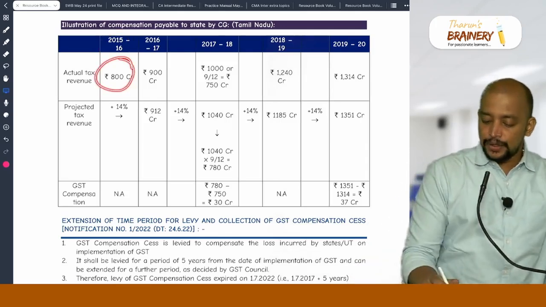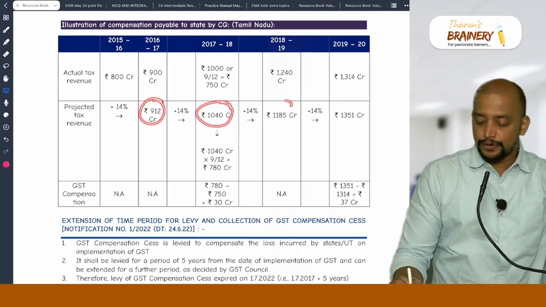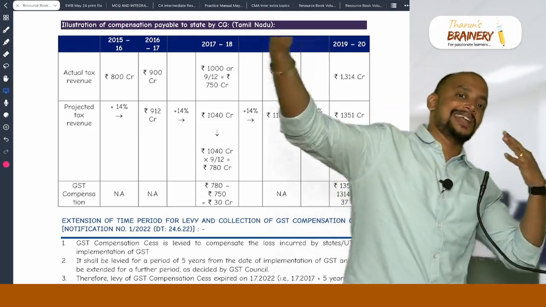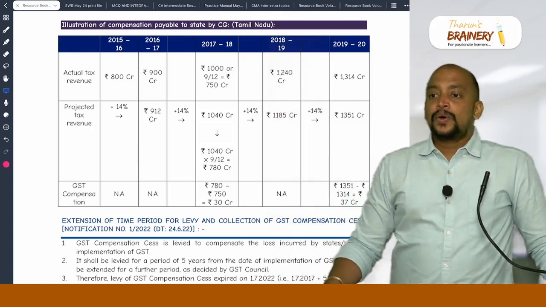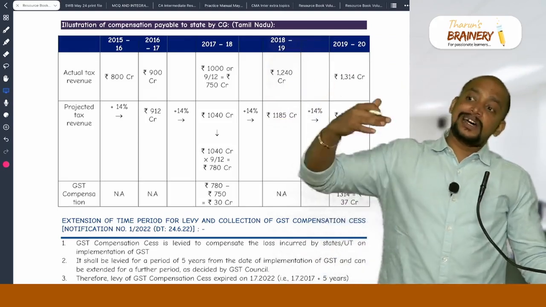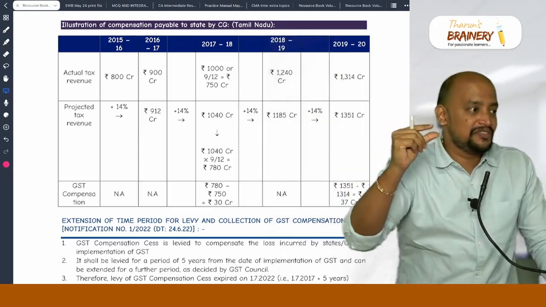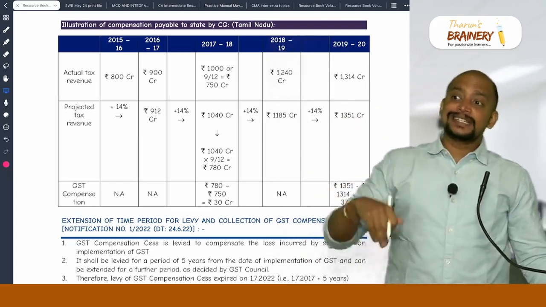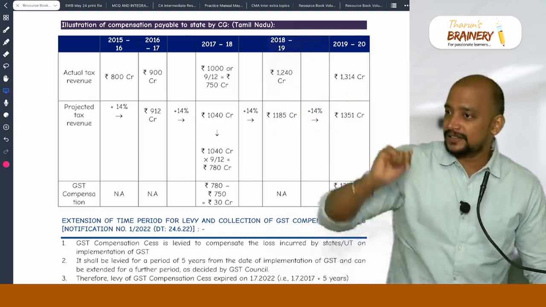So 800 crores plus 14%, that is 912 crores, plus 14%, 1040, plus 14%, 1185, plus 14%, 1351. This is the projected tax revenue or the expected tax revenue. And what is the deficit here? Projected or estimated tax revenue minus actual tax revenue. That's the difference, or that is the compensation to be paid. But compensation starts from which period? 17-18, from July. Correct.